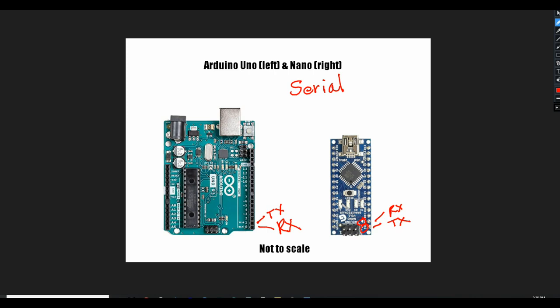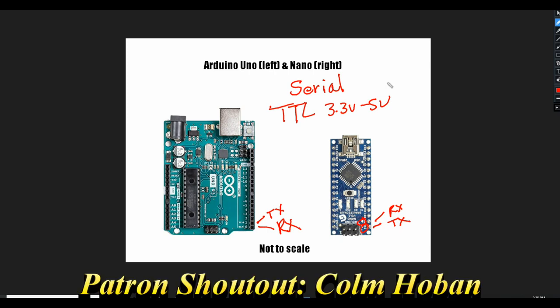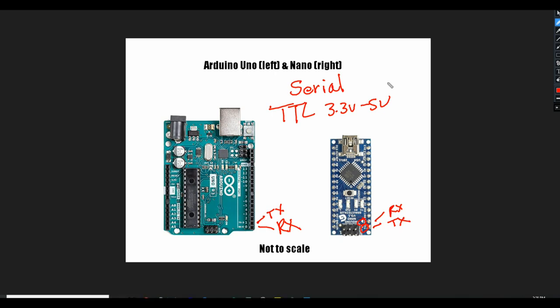Now, the serial on these devices is what's known as TTL, transistor-transistor logic. So that's 3.3 volts to 5 volts. And though this is serial and you can use it for serial communications with other serial devices, you can't plug this into an RS-232C port without some sort of adapter because the 12 volts that is on the RS-232C will definitely damage the pins of your Arduino.